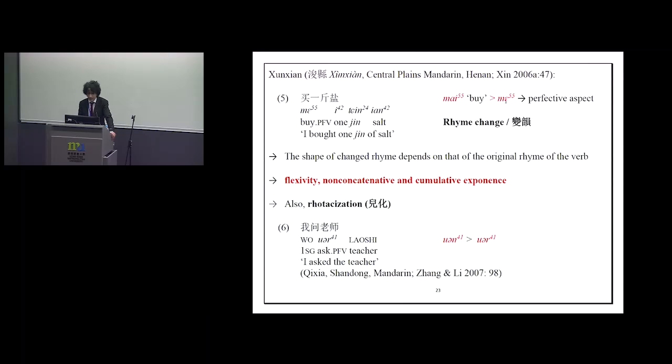And again, you get flexivity, because the shape of the changed rhyme depends on that of the original rhyme of the verb. So you have different versions for that. So you have everything you shouldn't be expected to have in an isolating language: allomorphy, non-concatenative exponents, cumulative exponents. So basically nothing fits the stereotype. Well, there's also rhotacization, but I'm not going to talk about this because it's not really relevant for you. But you can also use that with the same function.